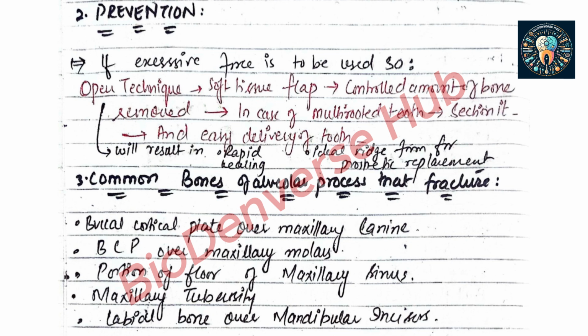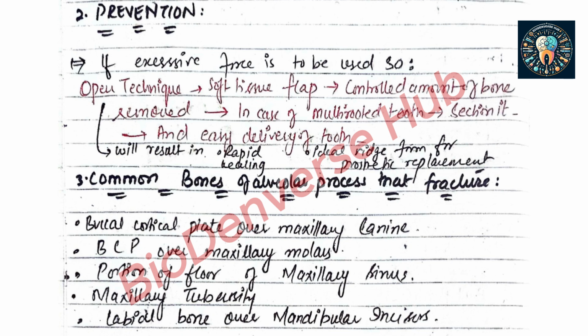So now as far as the prevention is concerned, if for example there is any condition that demands the excessive force to be delivered for the extraction of that tooth, you need to change your treatment protocol. You need to switch to the open technique instead of the closed technique. In the open technique, you could reflect the soft tissue flap and after that remove a controlled amount of bone and in that case easily extract the tooth. Or in case of any multi-rooted tooth, section it, or in case of any divergent roots of the tooth, you can also section it and go with the open technique.